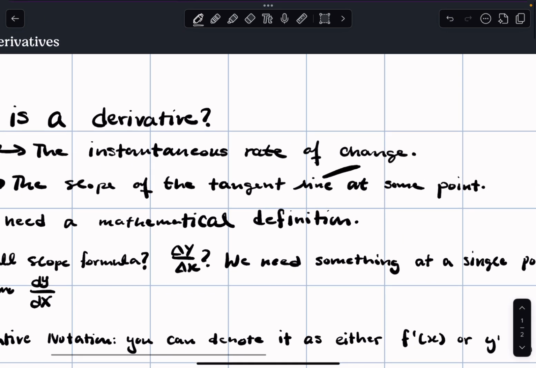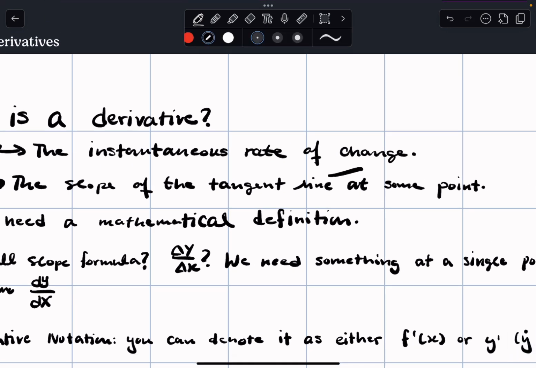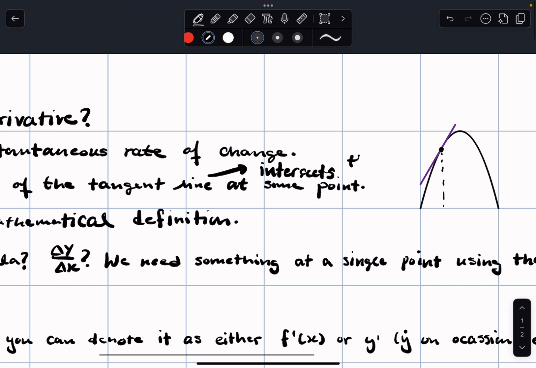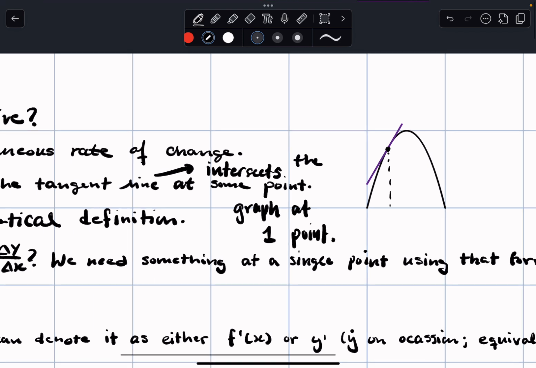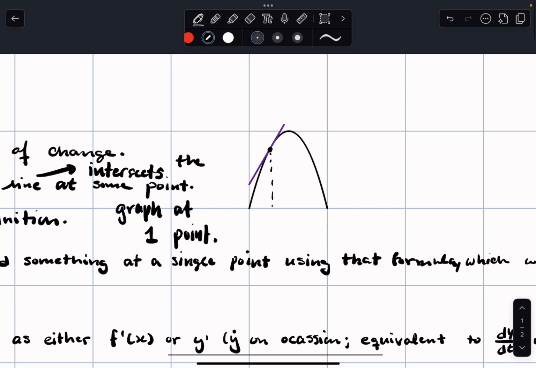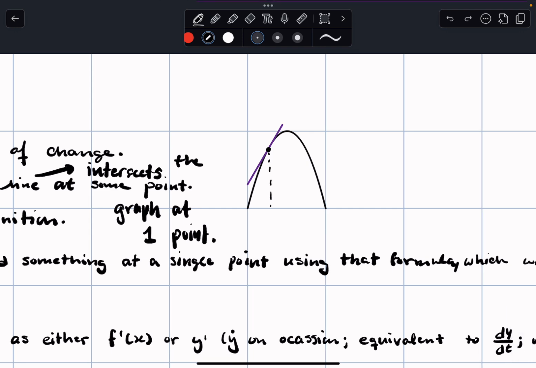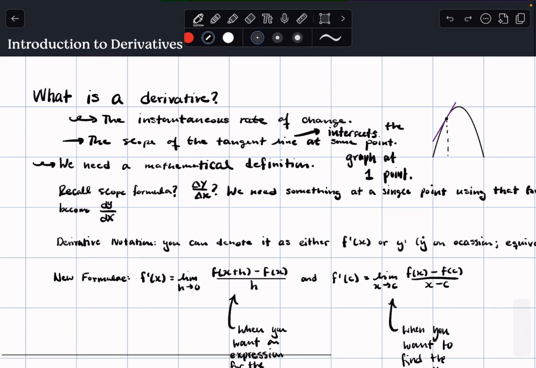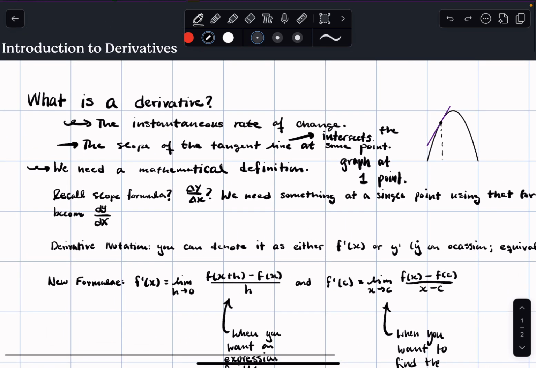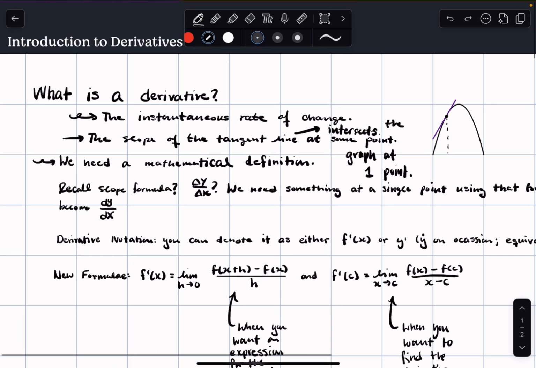So the tangent line intersects the graph at one point. And the picture to the right demonstrates the purple line is a tangent line at the value of the dotted line. So that's just a non-mathematical definition, but we need one.